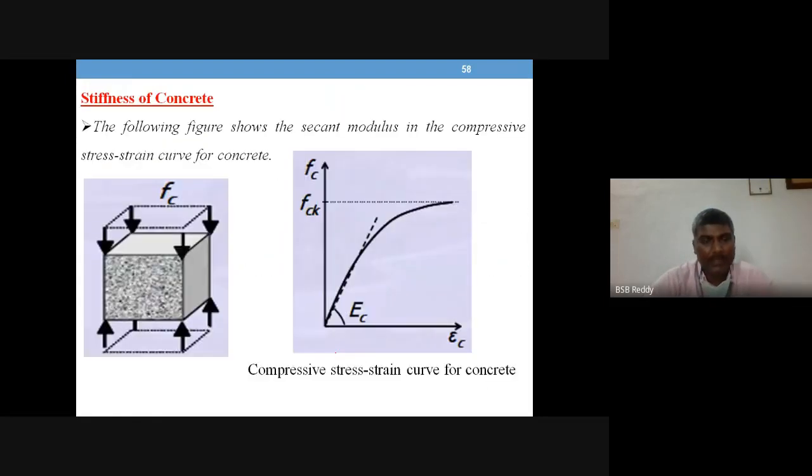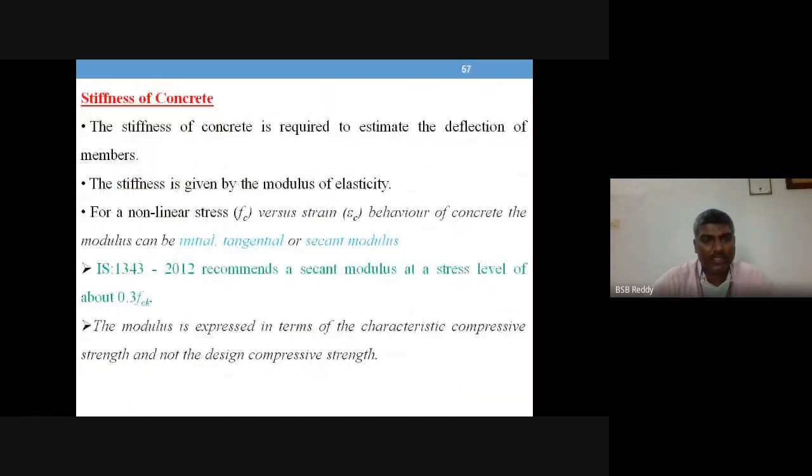Okay, now stiffness of the concrete. Okay, we'll talk about this in the further sessions.